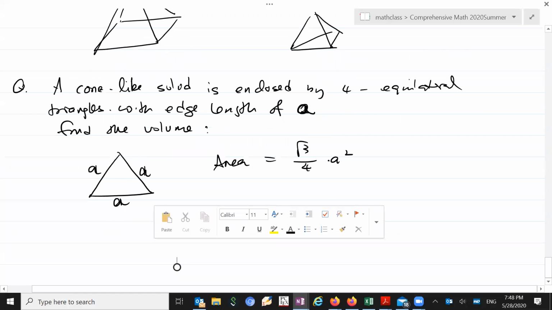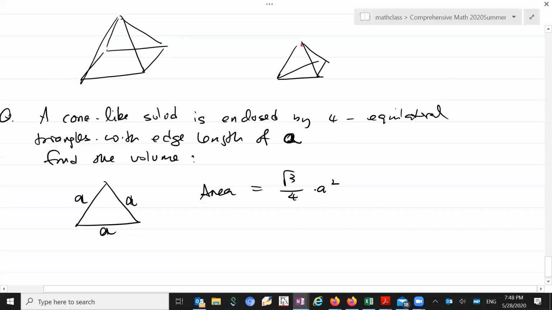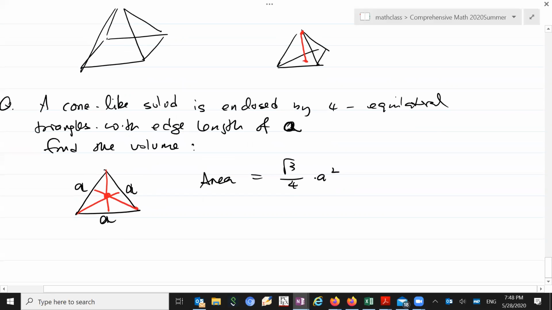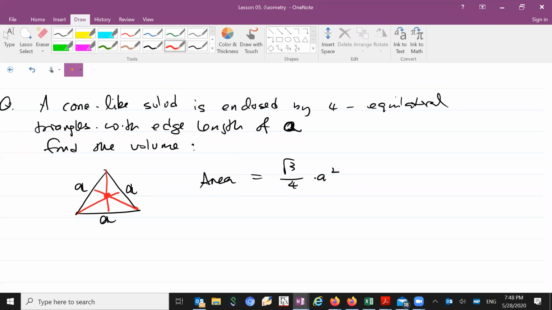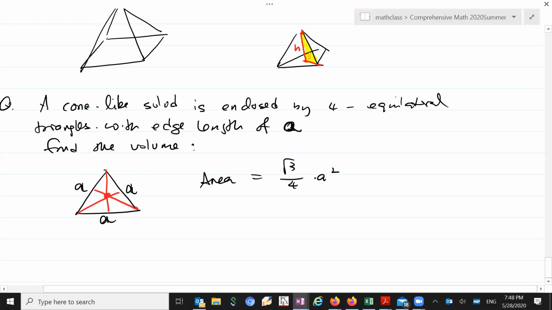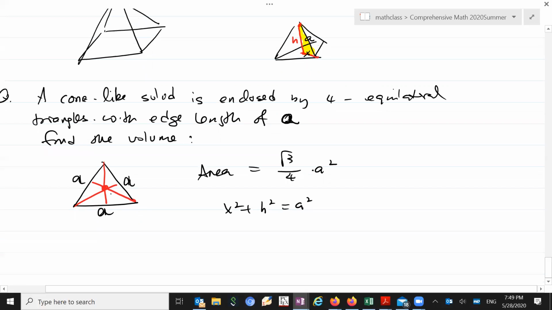And let's see. I'm going to draw a line to the bottom. The foot should be in the center of the triangle. So to find the height H, I need to apply the Pythagorean theorem to this vertical triangle. This is going to be called X, and this side is A, right? So X squared plus H squared equals A squared. But what is X? If you look at the picture here, X is this part.